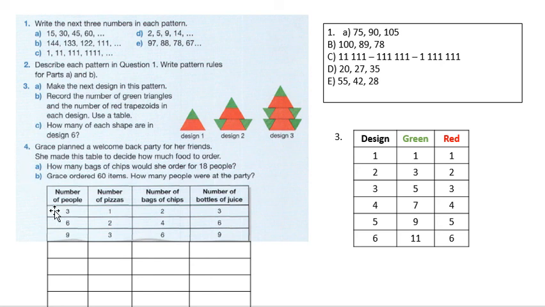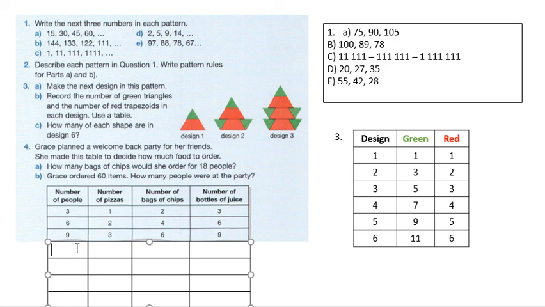So if she's planning it this way, she can see that if she has 3 people, she would need 1 pizza, 2 bags of chips, and 3 bottles of juice. For 6 people, she goes from 1 pizza to 2 pizzas, 2 bags of chips to 4 bags of chips, and 3 bottles of juice to 6 bottles of juice. We can see from this chart that as she adds 3 more people to the party, she adds 1 more pizza, 2 more bags of chips, and 3 more bottles of juice. So let's continue with this pattern.